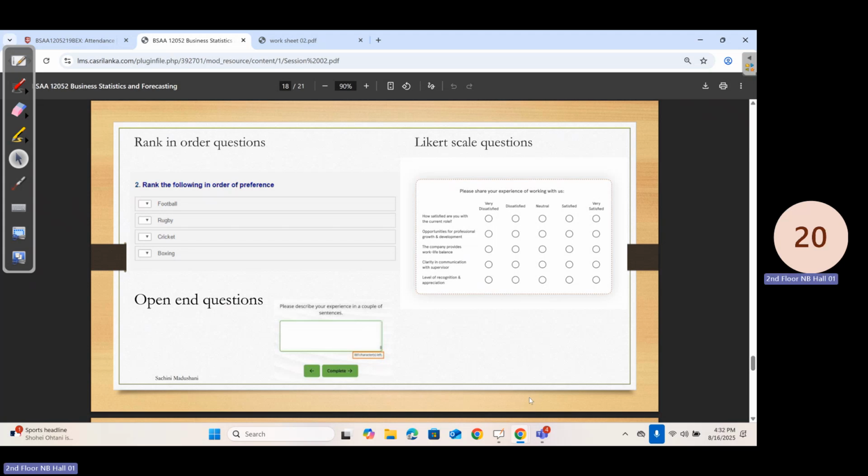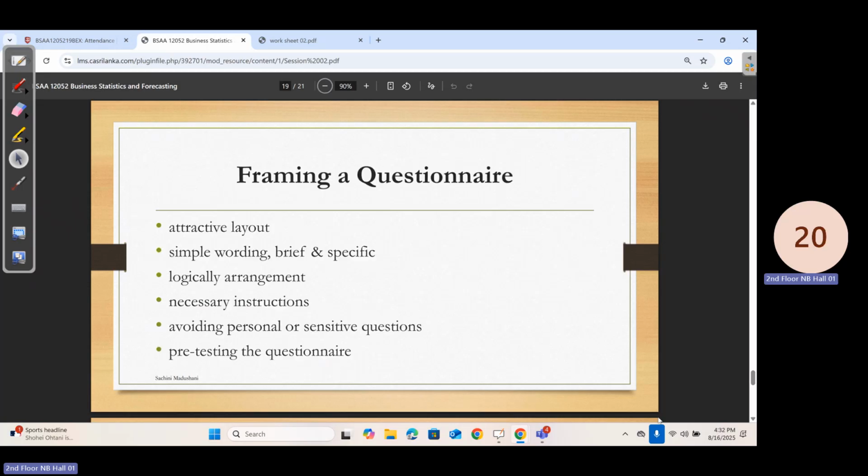Now clear? These are the different types of questions we can include in the questionnaire. Normally when we prepare a questionnaire, we include different types of questions. Then we move into how we prepare the questionnaire. Before constructing the questionnaire, we should consider these things.